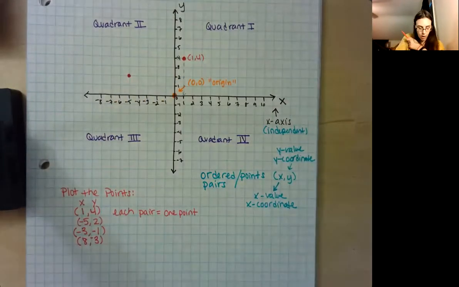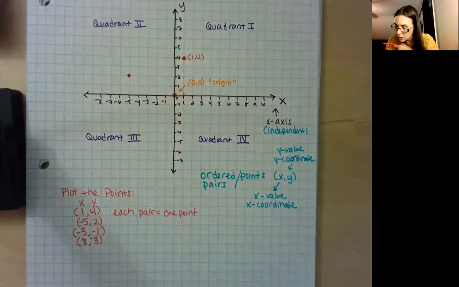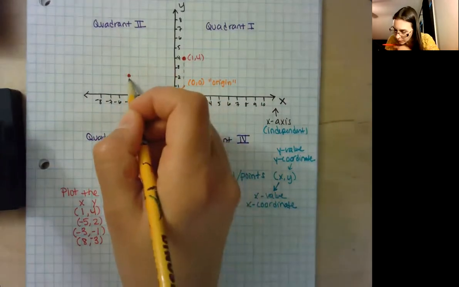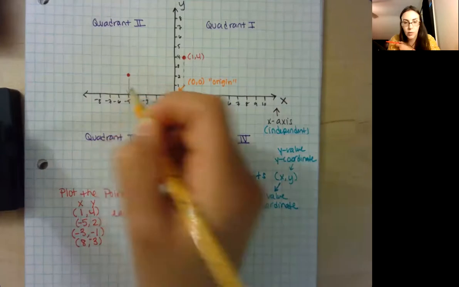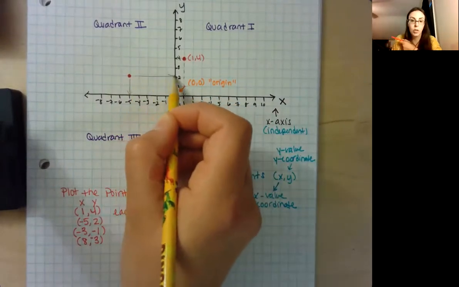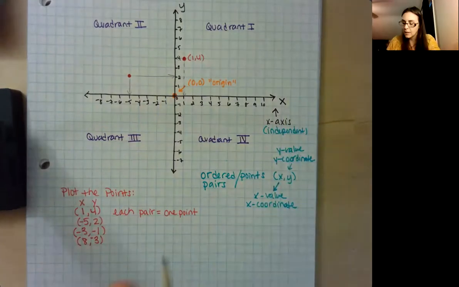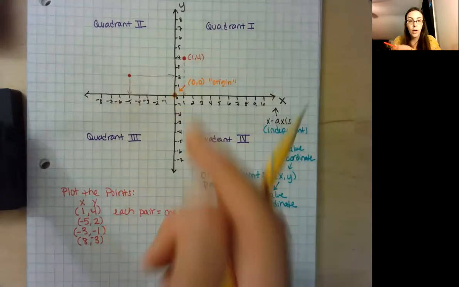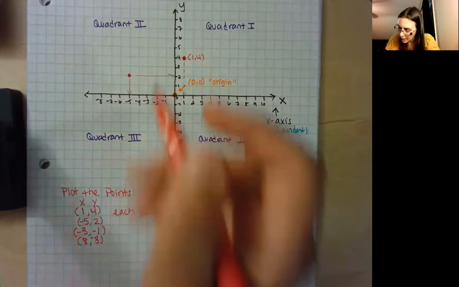So if I look on the x-axis, I'm just drawing using a pencil here because I don't actually want to make a real mark. I can see that it matches with -5. And then if I look on the y-axis, I see that it matches with 2. So again, I don't really need these lines in there. I'm just using that to show you how they match. And then that's our final point.